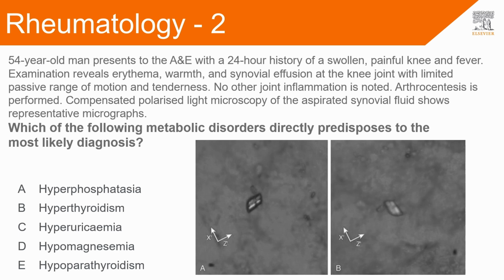So we've got the patient with a single painful knee, he's got a fever, 24-hour history, very acute, warm synovial effusion. You tap the fluid, you look under the microscope, and this is what you see. Which of the following disorders, A, B, C, D, or E, predisposes to the most likely diagnosis? I'll give you a couple more seconds, have a think about it, and we'll go through the next slide.